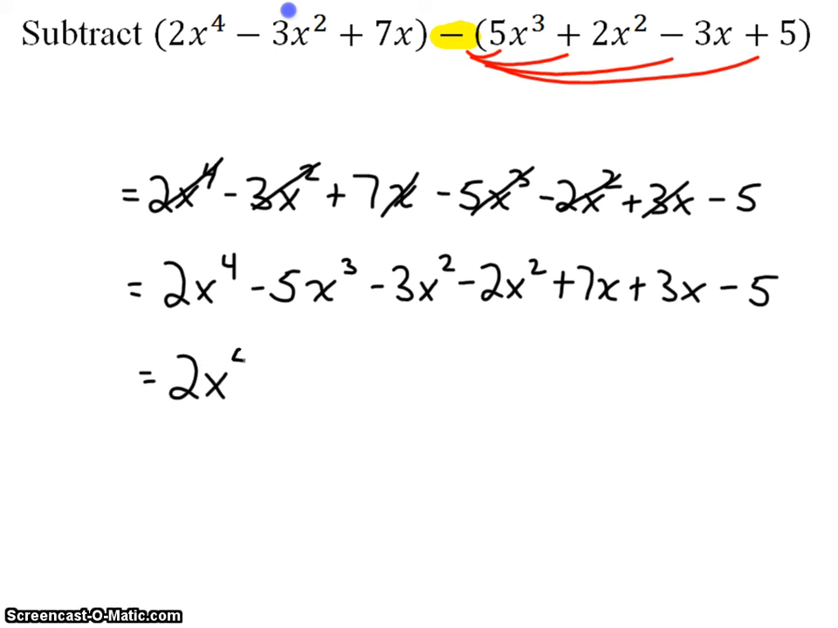So, simplifying everything and grouping all like terms, we're left with 2x to the fourth minus 5x cubed minus 5x squared plus 10x minus 5.